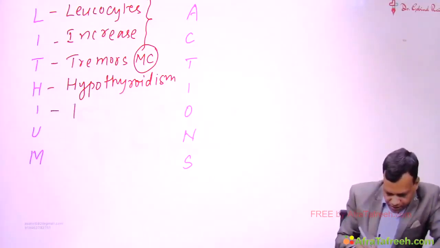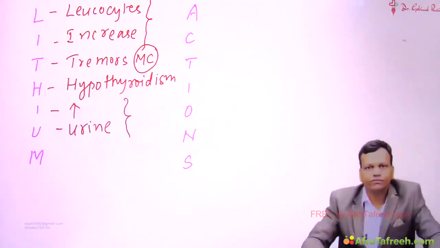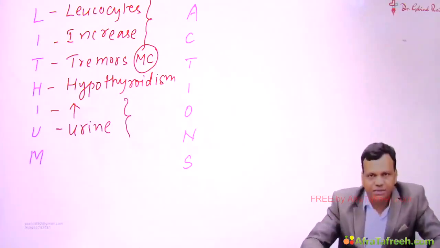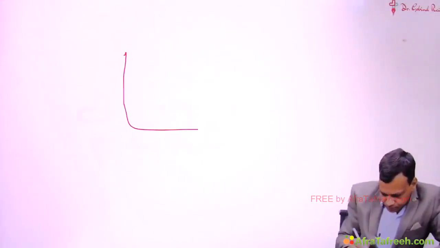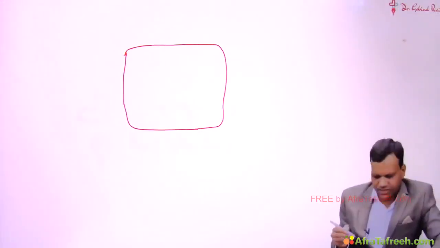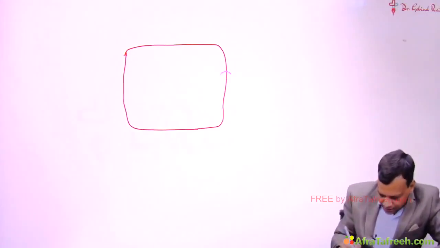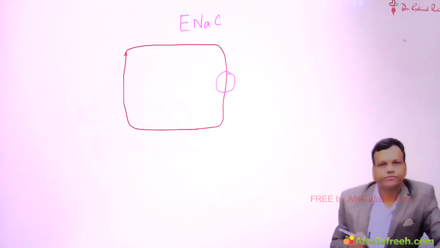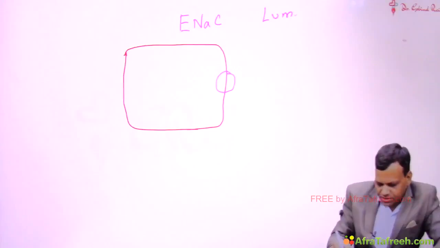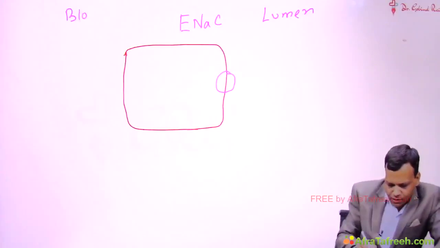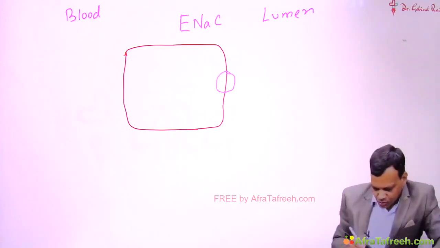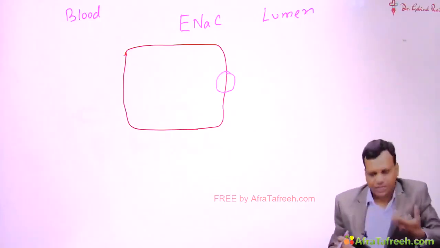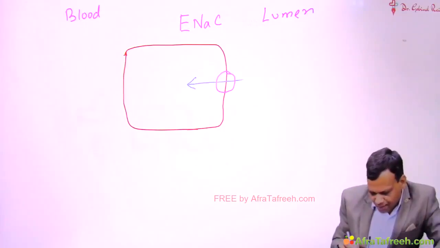Then I for increase and U for urine. So lithium can cause polyuria. It can even lead to diabetes insipidus. Now how does this happen? If we see the cells of the collecting tubule, they contain a channel called the epithelial sodium channel on the luminal side. This is the lumen, this is the blood side. So the channel present here is the epithelial sodium channel.